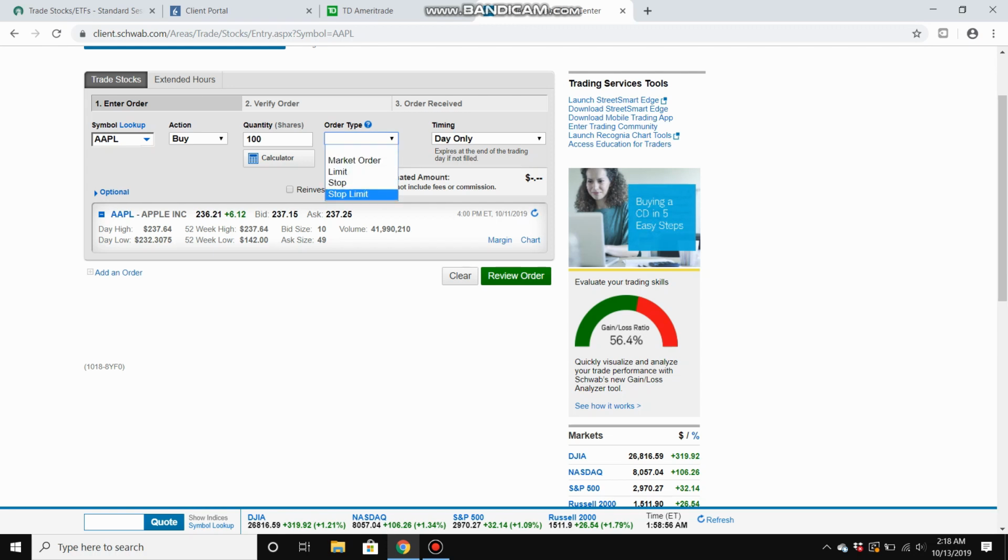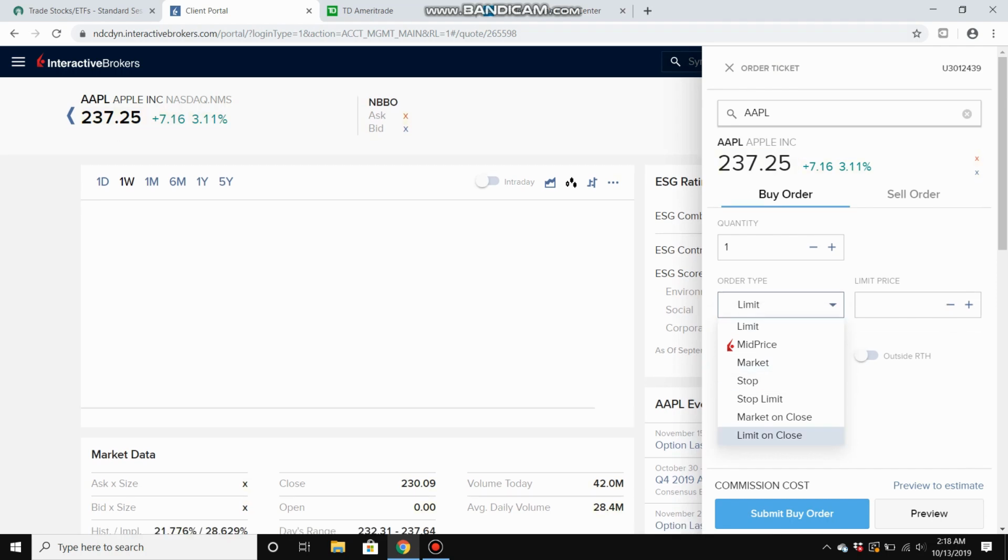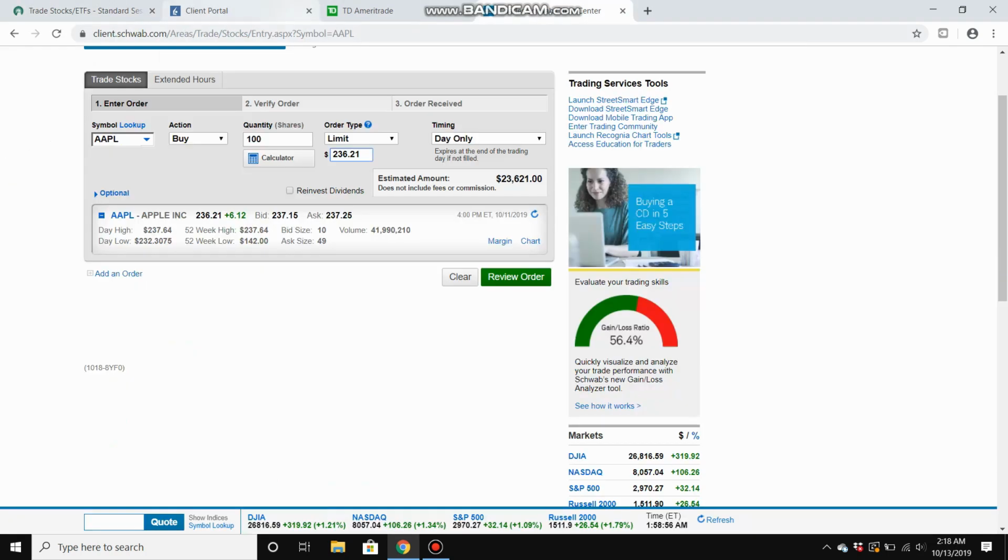Some brokers offer more than 4 options. And then you got timing: day only, good until canceled, fill or kill, immediate or cancel. They're all self-explanatory. Day only means it's only good for that day. Good until canceled, if it doesn't get filled, you drop it. Immediate or cancel, if it's not done immediately, you cancel.